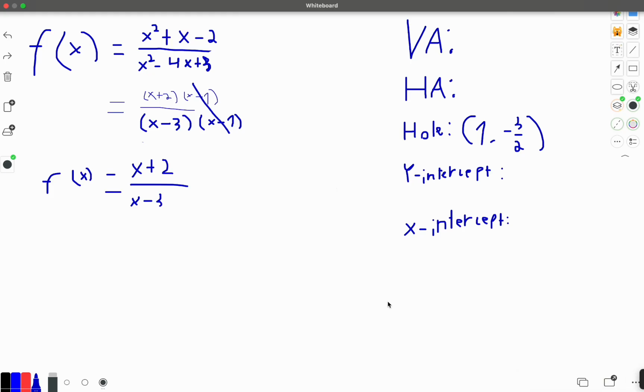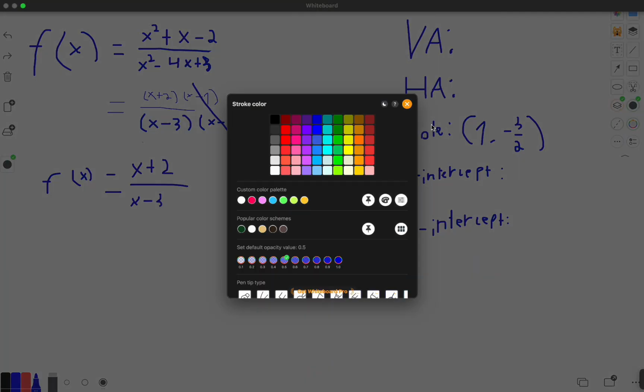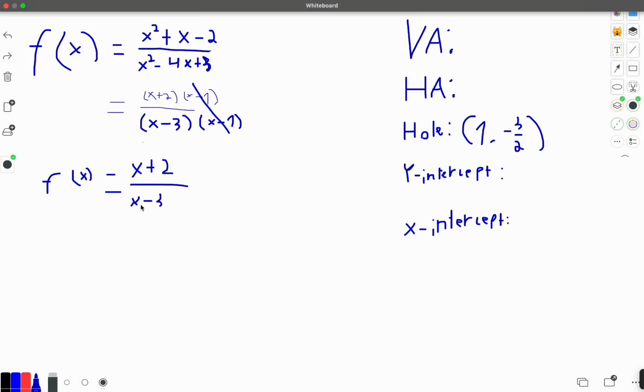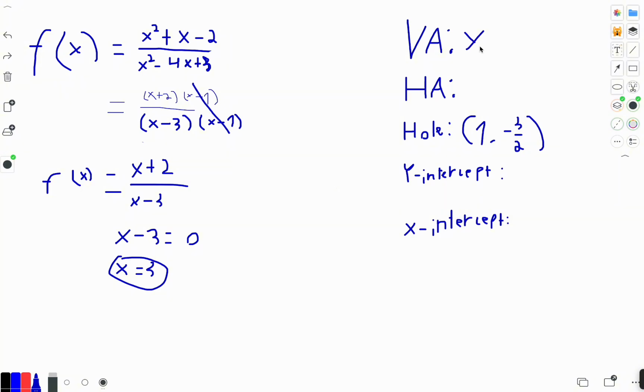Vertical asymptote is incredibly easy because we just find the value for x that's going to make our denominator 0 in the final equation for f of x, right? So we can set x minus 3 equal to 0, and we get x is equal to 3. That means our vertical asymptote is x equals 3. See? Very simple. X equals 3. Okay, perfect.